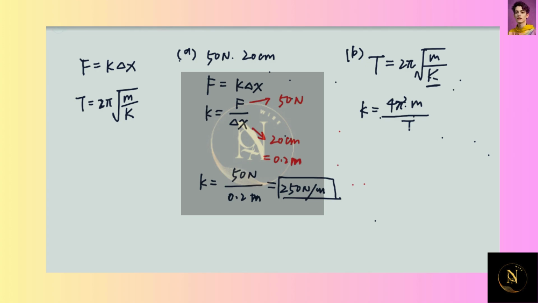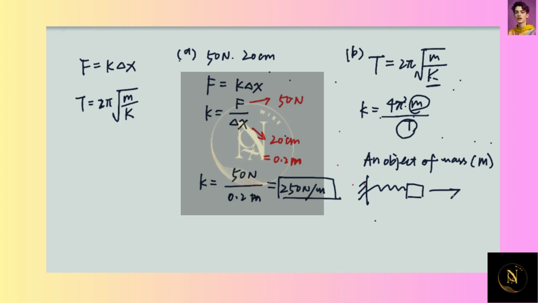So in order to solve this problem, to see how we can test it, we need an object of known mass M. And you basically put it on a spring, the spring that we were calculating for in A. On the spring, attach the object and then pull it. And you basically need to time how much time the object takes to finish one vibration.